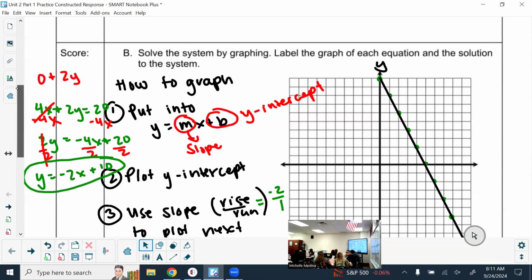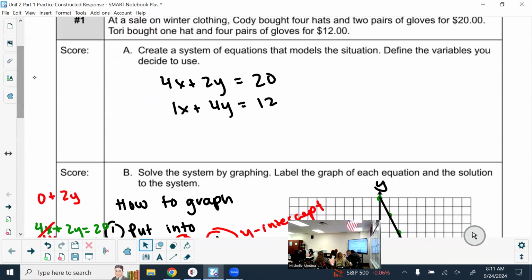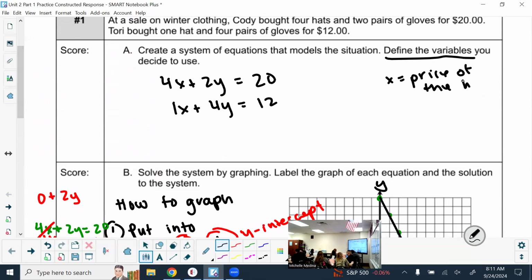Side note, while I have this one up, make sure you read the directions. Like, here's my system, that's great. But you also need to define your variables. So you need to tell me that X is the price of the hats. Don't just say X equals hats, because what about the hats? It's not number of hats. I already know that. I have 4 hats. I need to know what X is, and that's price of hats, and then tell me what Y is.